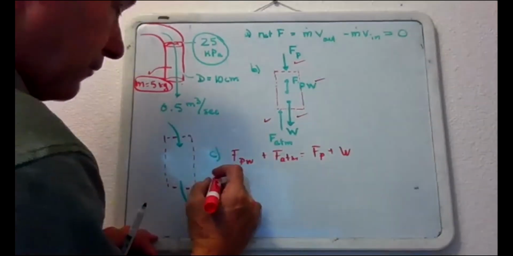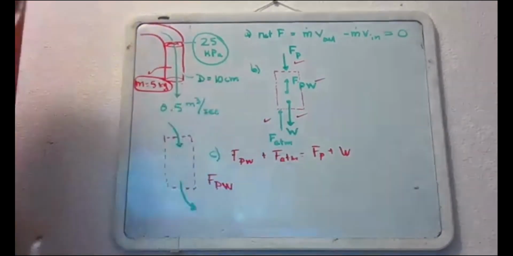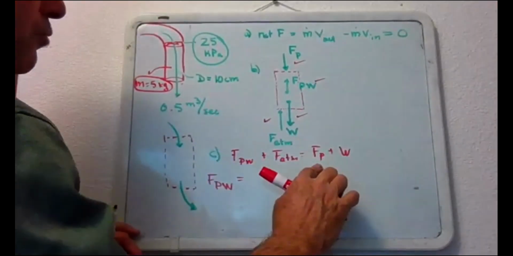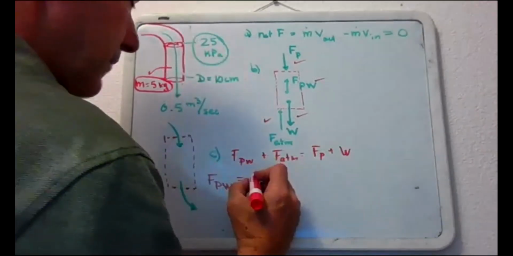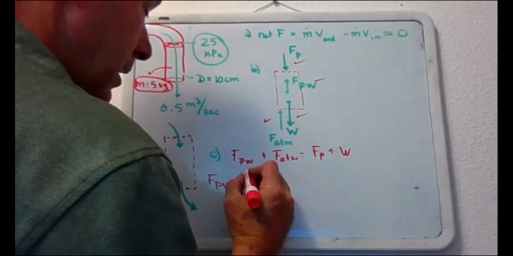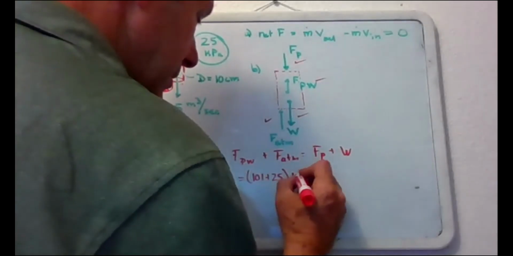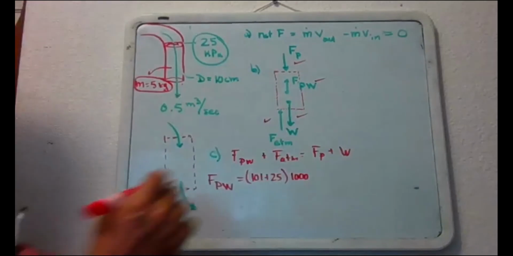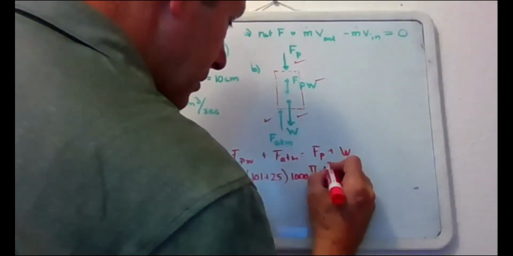This is what I want to solve for. So I'm going to do the algebra and get it up there. The force of the pipe on the water is going to be equal to the pressure force down. It balances the pressure force down, which would be 101 plus 25. I'm going to write it this way, and that's kPa. So I would multiply that by 1,000 to make it into pascals, newtons per meter squared. And then this was a 10 centimeter diameter, so that would be pi times 0.1 squared over 4.